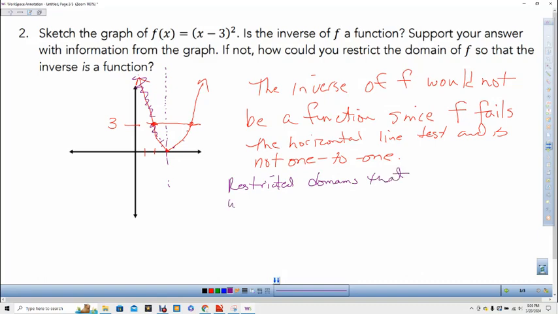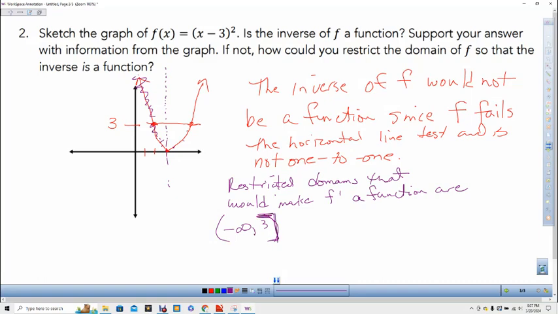That would make f inverse a function. Or we could go from negative infinity all the way up to 3, and we could even include 3.